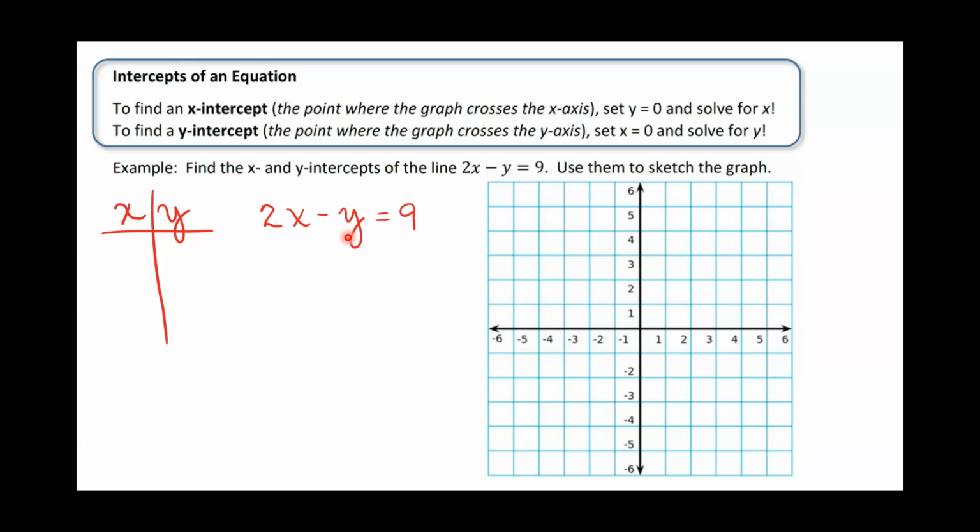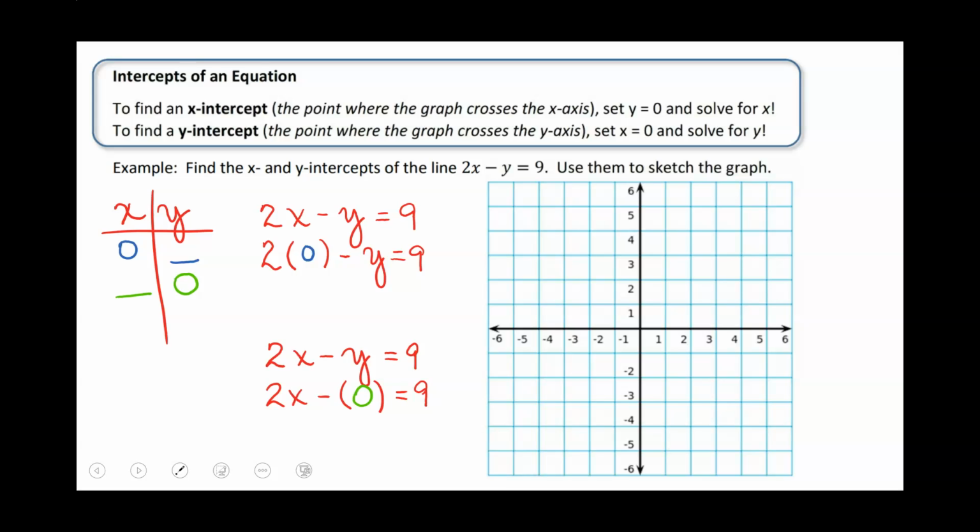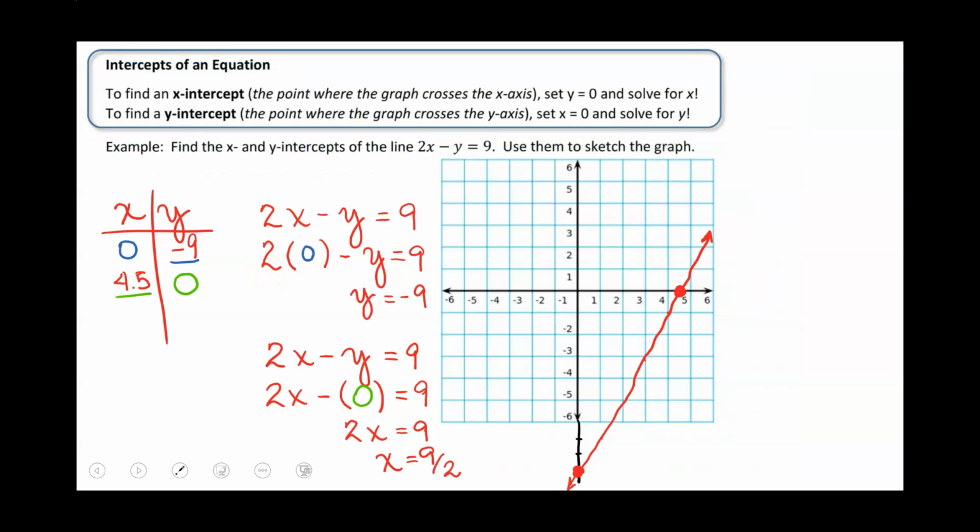But just to illustrate that for you and to write out what we just did mentally, we're going to put 0 in for x and find the y value. So that's what we're doing right here. Put 0 in for x and solve for y. And then we're going to put 0 in for y and solve for x. So that's what we're doing right here, putting 0 in for y and then solve for x. All right, so up here, if we finish solving, that 0 is going to drop out. So we'll have negative y equals 9 or y equals negative 9. So when x is 0, y is negative 9. So there's our ordered pair.